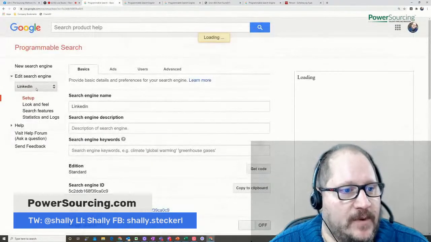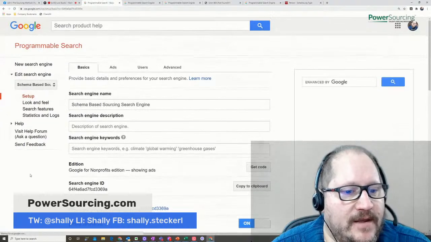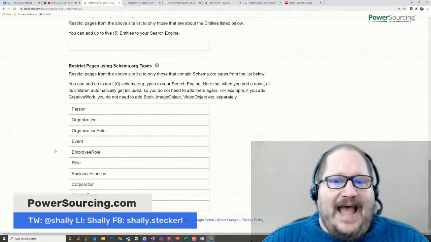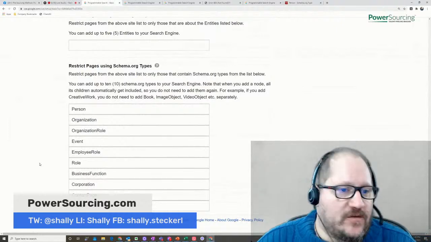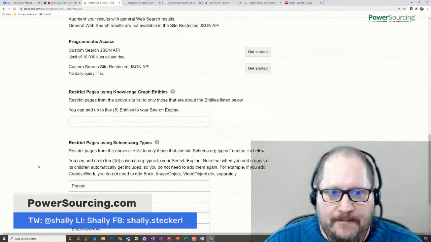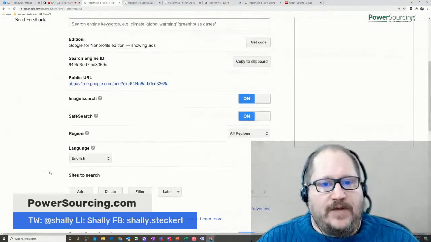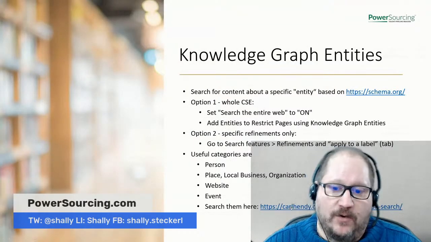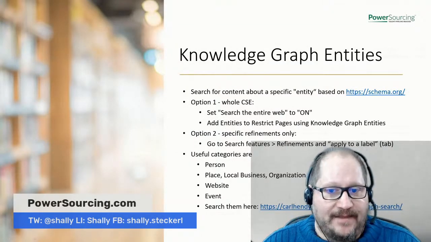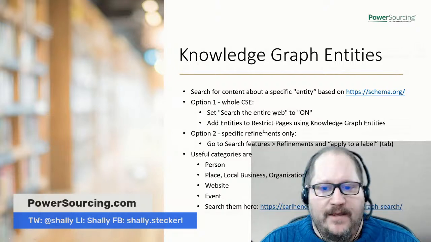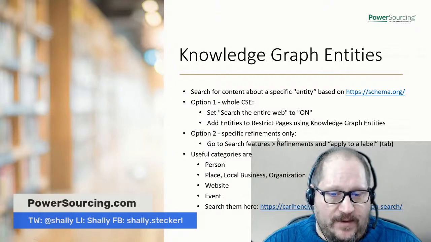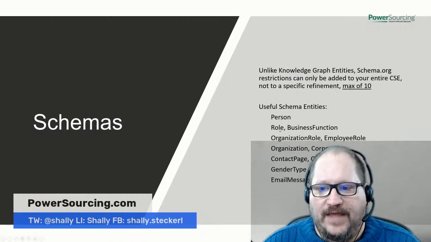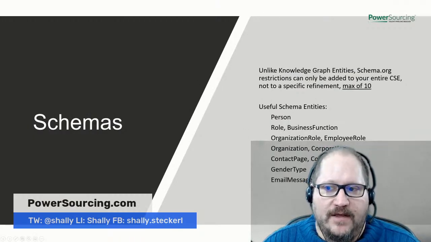Going back to that particular one, this is where I had person, organization, role, etc. That's how I got it to work. Just one of these alone doesn't do the trick. So now you know. You can search the entities here, and you can only add 5 at a time, but that's okay. You can add them as a refinement, which I recommend, but you can also try experimenting with them in the whole CSE.